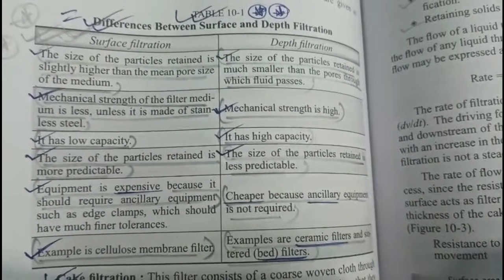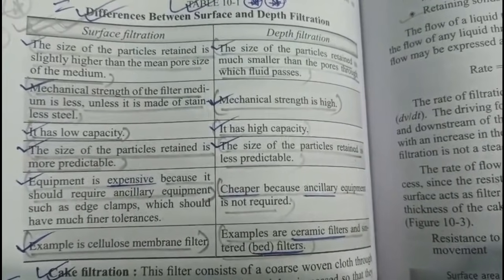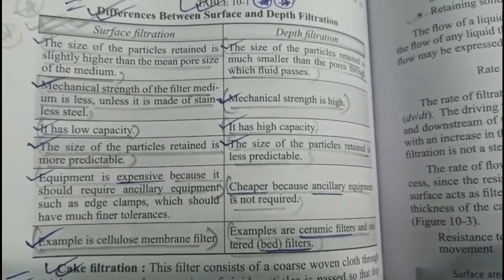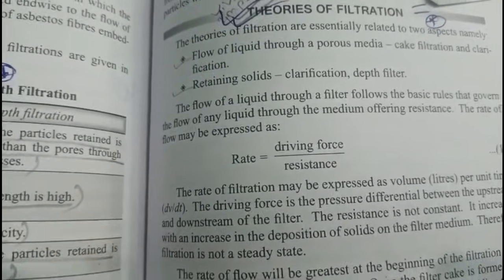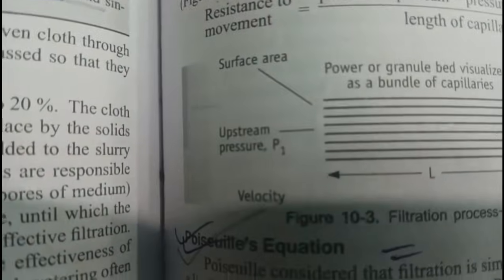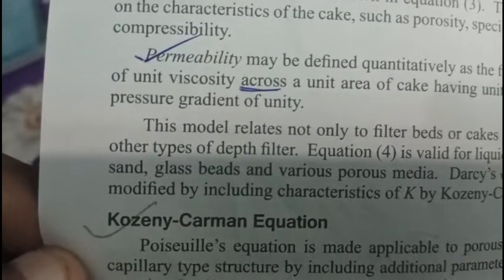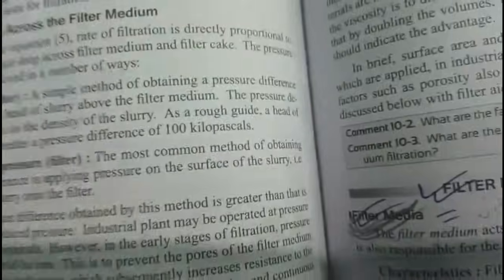If 5 marks, then you have to write this table. For 2 marks, if you write 2 points, it is enough. Example, definition, that's all. Then theory of filtration. In theory of filtration, just go through different equations. Suppose Poiseuille's equation, that is for sectional. Darcy, what do you mean by Darcy's equation? Kozeny-Carman equation. That is important for a 2 marks question.